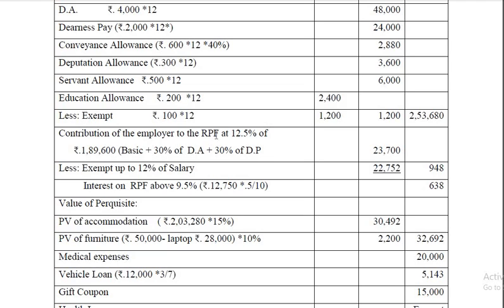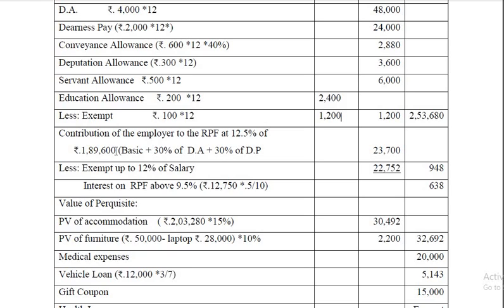Contribution of the employer to the recognized Provident Fund is 12.5%, but that comes to 23,700. But it is exempt up to 12% of salary. So first, what is salary? Salary is basic plus 30% of DA and 30% of DP, which enter into Provident Fund contribution. Therefore, not the entire DA or DP we are considering, only that part of DA and DP which is considered for Provident Fund contribution.